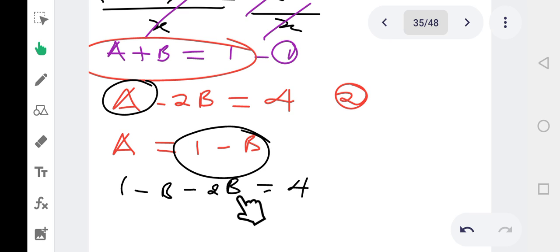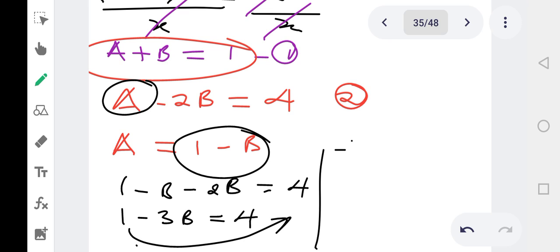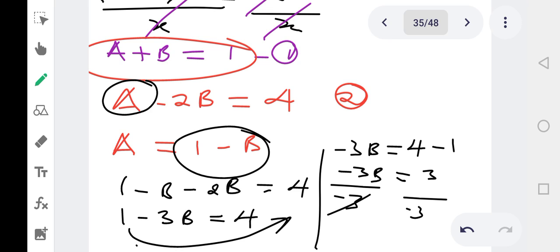All right, so 1 minus b minus 2b is equal to 4. Negative b minus 2b is equal to what? Negative 3b. Okay, so here we're going to have 1 minus 3b is equal to 4. Collect like terms. So 1 will come to this side. What are we going to have? Negative 3b is equal to 4 minus 1. So negative 3b is equal to what? 4 minus 1 is 3. So divided by negative 3, we find that b is equal to negative 1. So that's how we find that. So our b is negative 1.